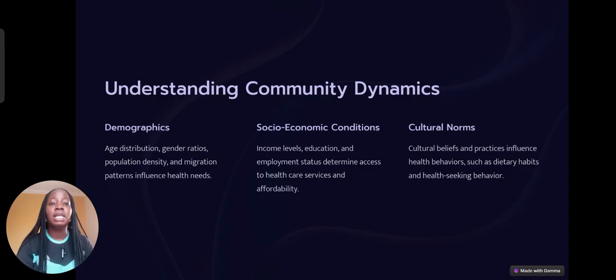You also have to look at socioeconomic conditions, looking at the income levels, the education levels. Is there a university in that place, for example? How many people have tertiary education? Employment status, jobs there, determine access to health care services and affordability. Also look at their cultural norms, of course. There are different cultural beliefs in different communities, and this influences their health behavior, such as their dietary habits. Some people don't eat fish, some people do eat fish, some people don't eat meat. And also their health seeking behavior is very important.